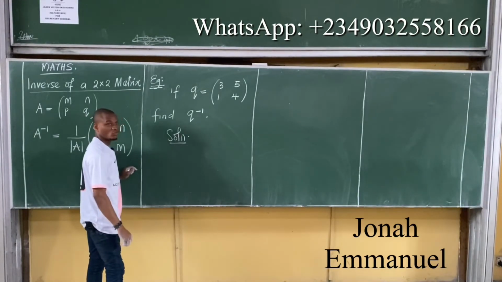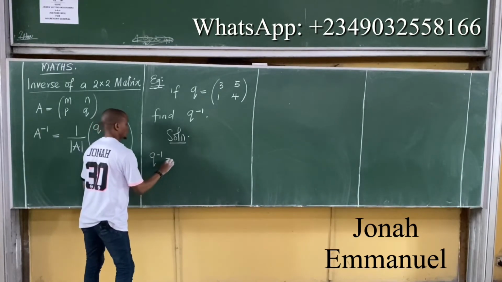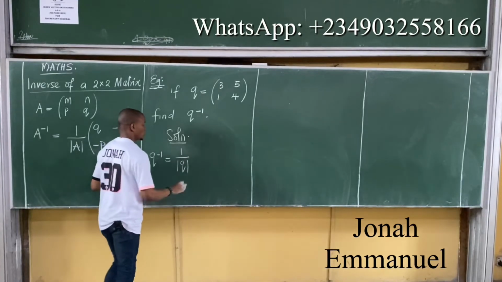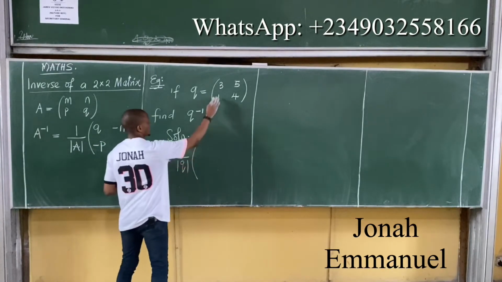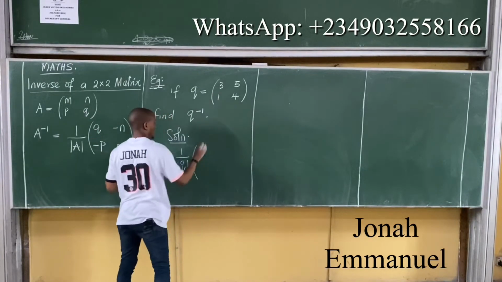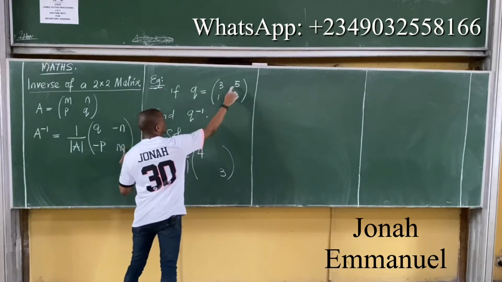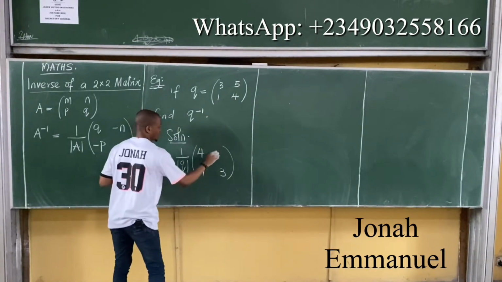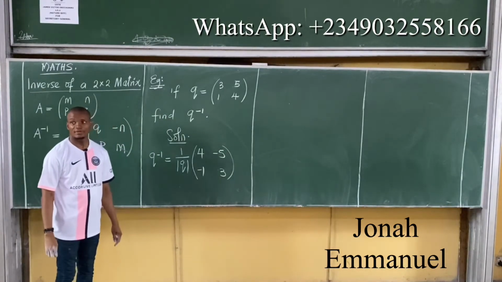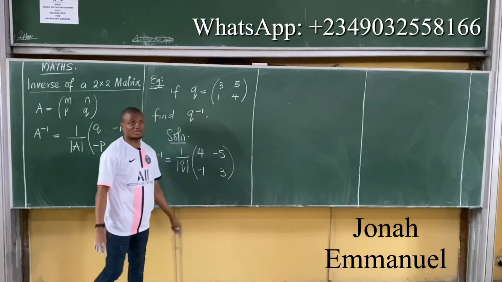What do I know? What's Q inverse? Q inverse is equal to 1 all over the determinant of Q, into the matrix where we interchange these two, like this: 4 and 3, then add minus to these two: minus 1, minus 5. That's it. Interchange these ones, add minus to this one, that's all.